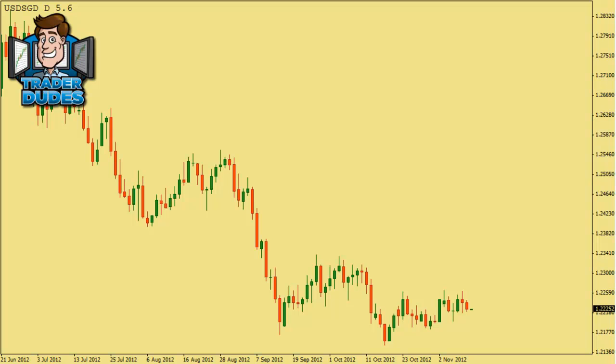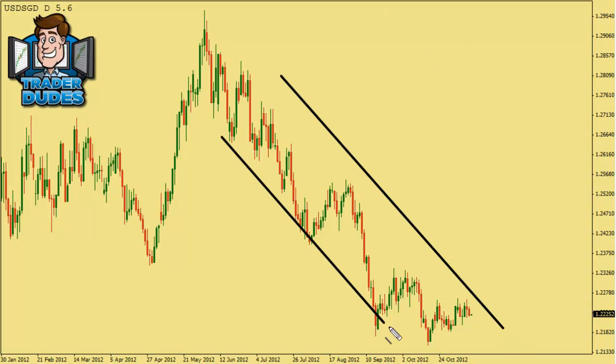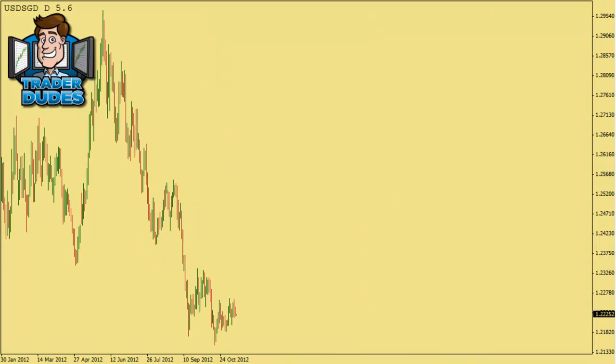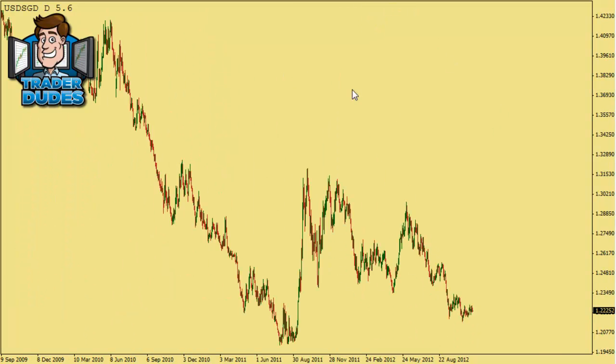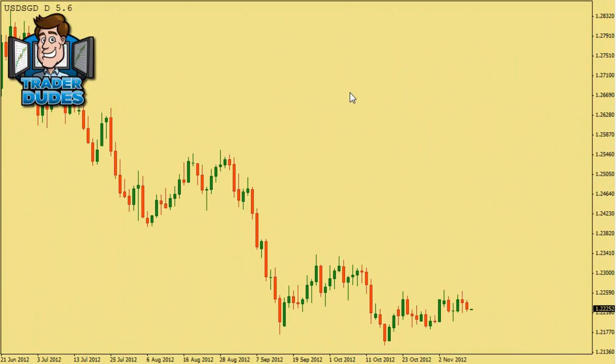Now, if you look, this is a daily chart of the US dollar against the Singapore dollar, and we're in quite a strong downtrend just now. If we zoom out even further, we can see that the overall trend is massive. I mean, this is going back to 2010, but to be honest, we don't really need to care about that. I was just giving you a bit of background there.